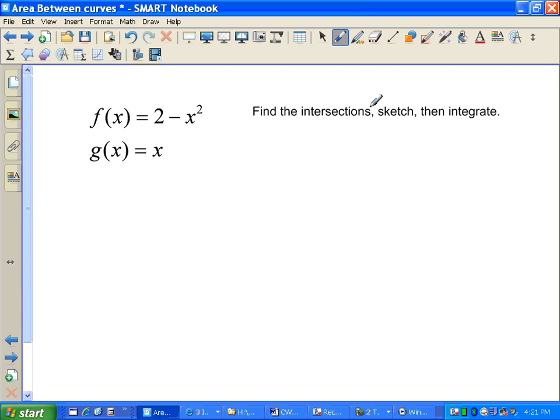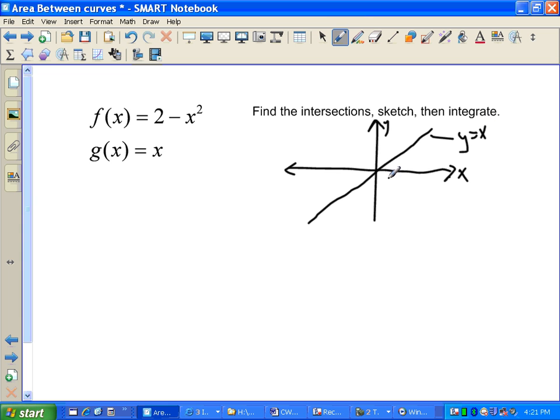So this time I haven't given you the graph. We're going to try to sketch the graph, and we'll need to find the intersections so that we can integrate. Probably would sketch first. I don't know why I wrote intersections first, but a sketch is just a sketch. This function, g of x, is y equals x, right there. Oops, let's make some x and y axes here. As we go, this is y equals x, the g of x function. 2 minus x squared we know is a parabola.